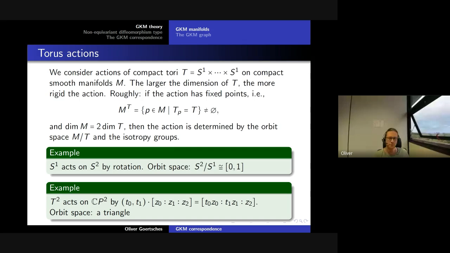The edges correspond to one-dimensional orbits, and in the interior we have two-dimensional orbits. And again, conversely, if I have any T2 action on some four-dimensional manifold whose orbit space is a triangle and whose isotropy groups are as given here, then this is already T2 acting on CP2.